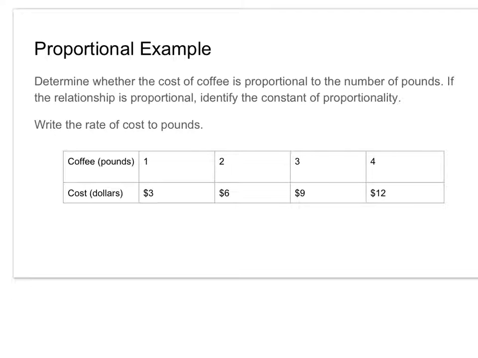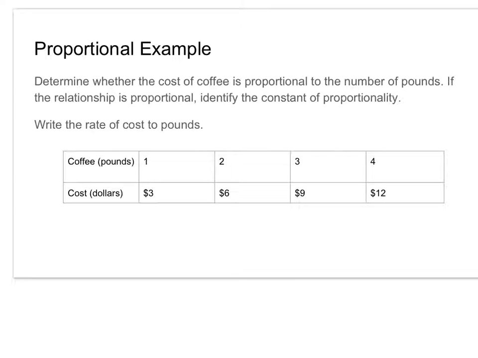So let's take a look at a proportional example. You want to determine if the cost of coffee is proportional to the number of pounds. If the relationship is proportional, and that's the hint from our title, you identify your constant of proportionality. Remember, that's just your simplified fraction that's the same for all your rates.